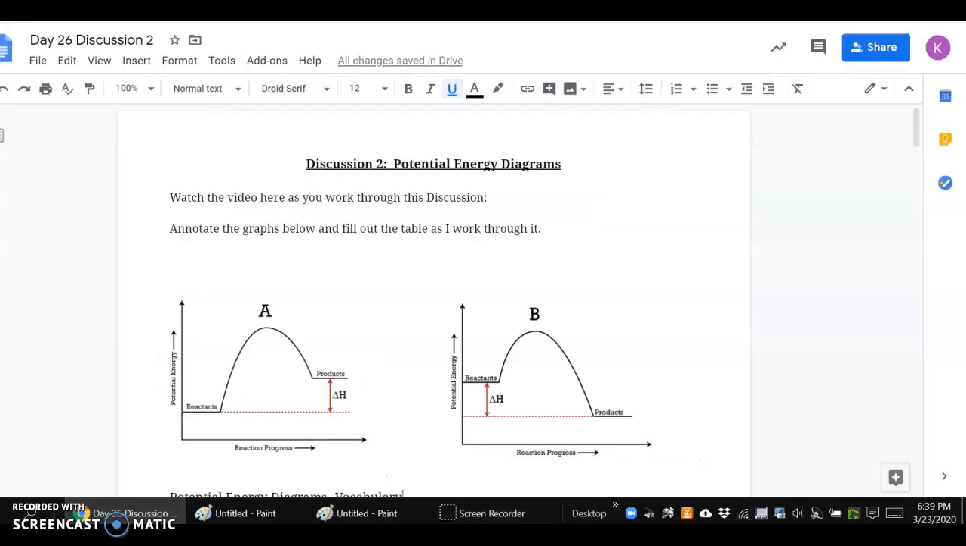All right, so hello, this is Chemistry Day 26, and this is discussion 2. This is what we're going to go over during class today, potential energy diagrams of reactions.